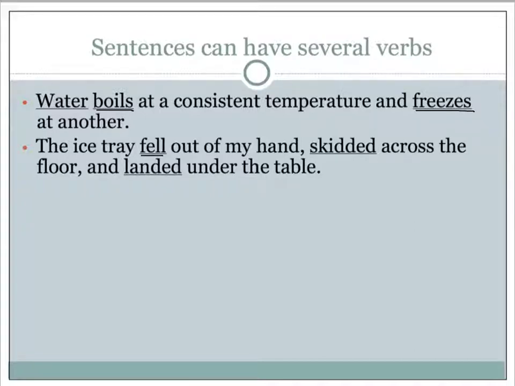Fell, skidded, landed. What's the subject of the sentence? The tray. Not "ice tray," just "tray."